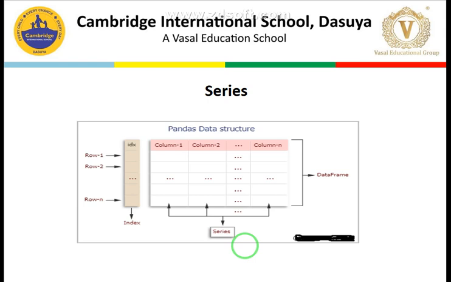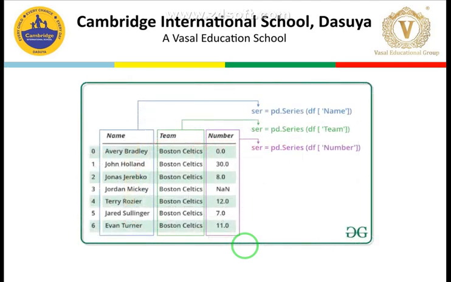We can have one more look at the series data structure. Here in this diagram you are seeing that this data has been taken from the nba.csv file. In this file the names represent my one series, then team represents my second series, and finally number consists of my third series. So this is data that consists of three different series.